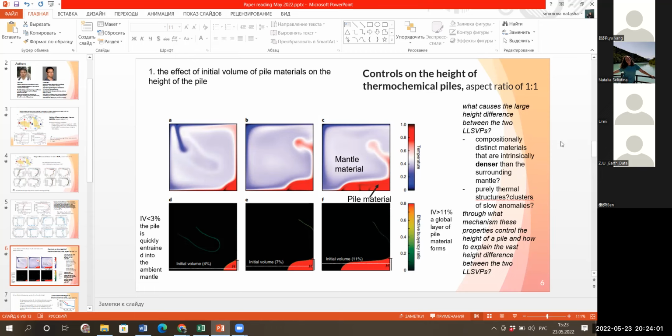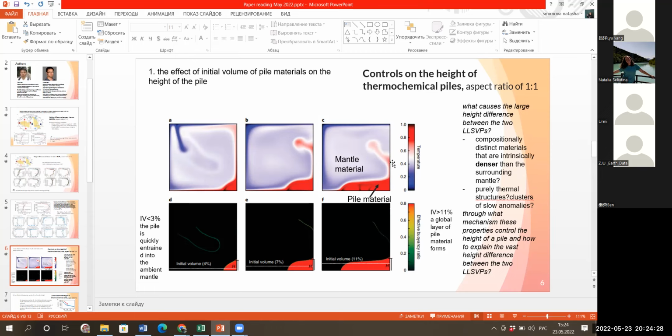And here the authors perform geodynamic modeling experiments to quantify the relationship between the height of piles and the density and viscosity of structures in the mantle. So in these pictures, we can see that shortly after the initial condition, the materials are pushed to form this thermochemical pile.